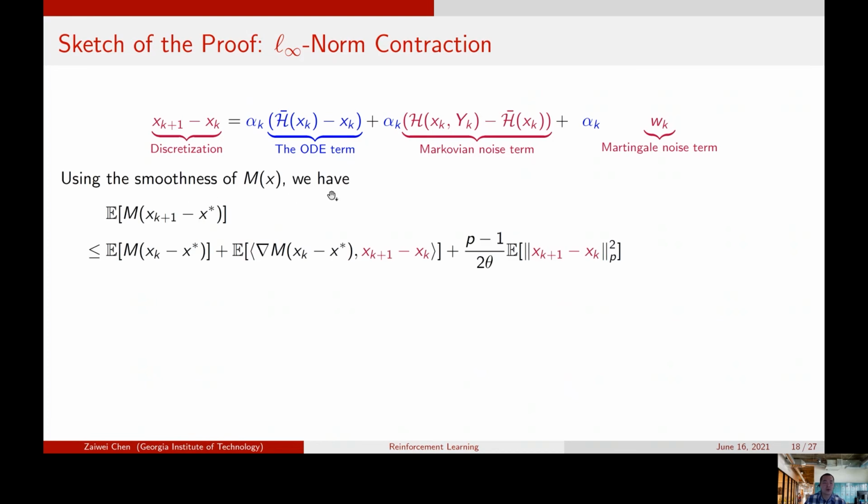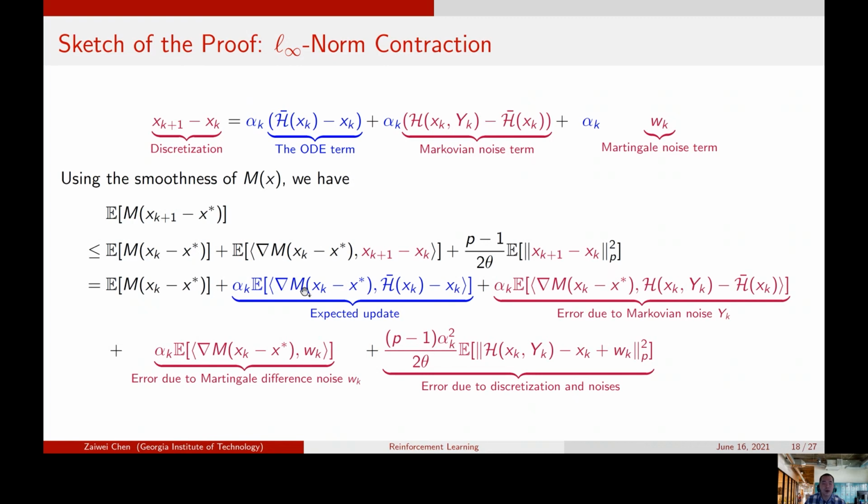So to use the Lyapunov function, we start with the definition of smoothness. This first inequality is just the definition of smoothness. We apply it on the difference between xk plus 1 and xk. And the next step is to substitute the update equation of xk plus 1 minus xk into the right-hand side of this inequality, and we obtain the four terms here. The first three terms correspond to the three terms on the right-hand side of the update equation. They are the expected update, the term due to Markovian noise, and the term due to martingale difference noise. And the last term is just the discretization error, and it's just the norm square of the right-hand side of the update equation.